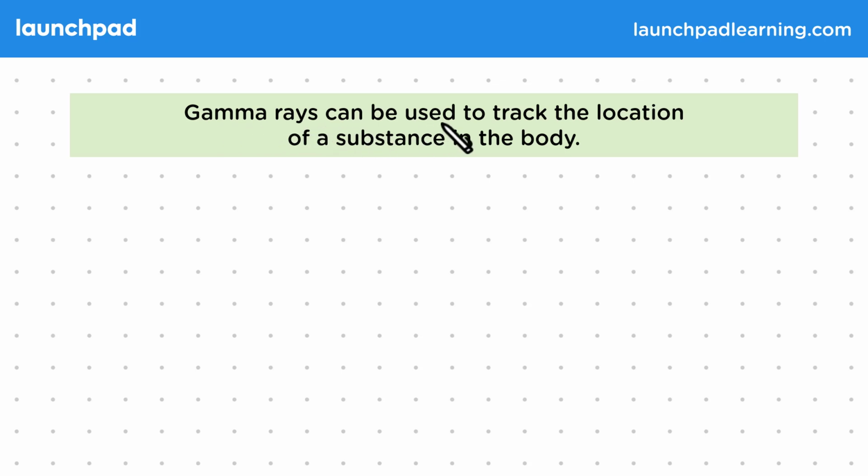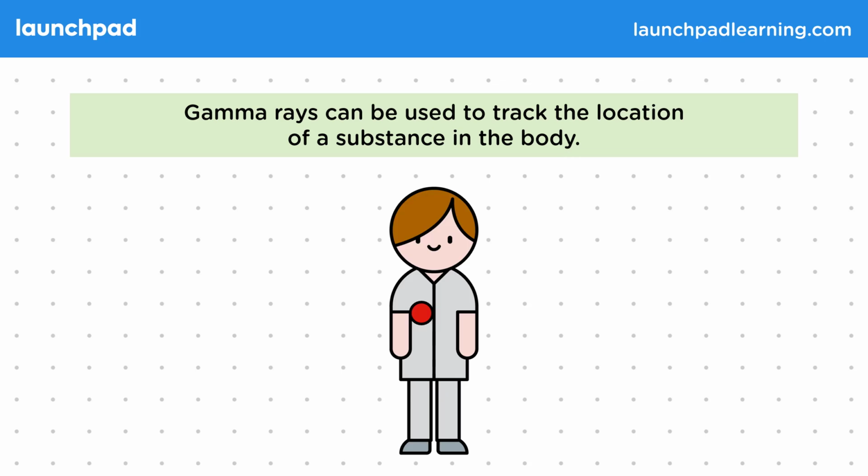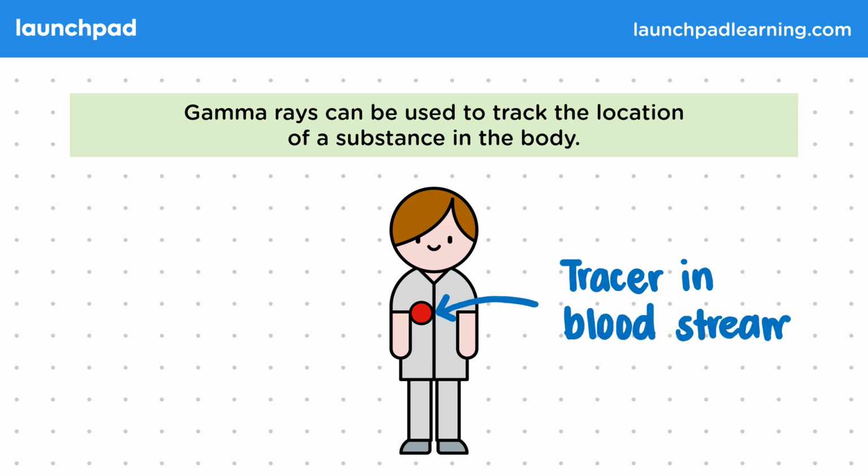Gamma rays can be used to track the location of a substance in the body. Now let's suppose we have a hospital patient and we've injected a medical tracer into their bloodstream, which will be carried around their body by blood flow.